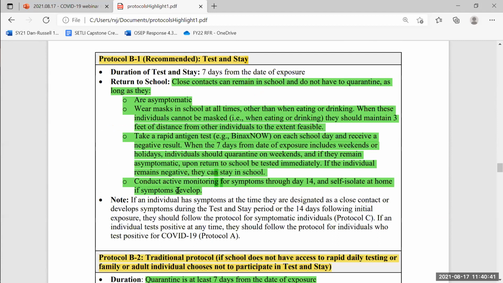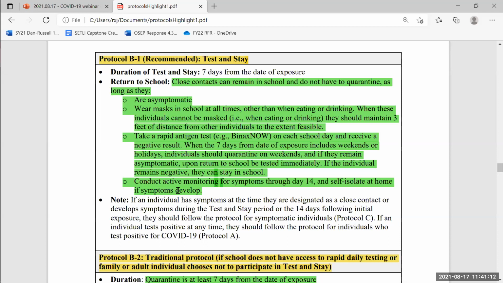What we want to see happen is that we're talking about a duration of 7 days from the date of exposure. So it's possible that some days have already gone by. You know, by the time that we find out that a person tested positive in the classroom and there was exposure, maybe that person was symptomatic, already went home. The next day we find out, so 1 day has already passed. So we're looking at 7 days total from the date of exposure that we're conducting the test and stay program.